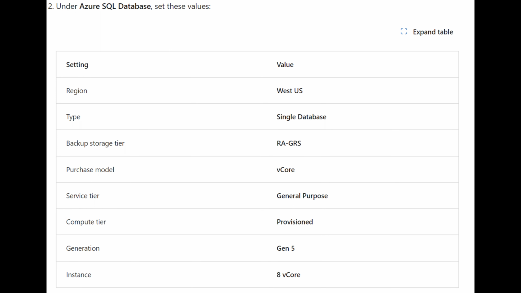And also when you go for a SQL database on Azure, you need to select all of this: in which region you need your database, and which type of database you need. Is it SQL, non-SQL, blob, or even single or multi? You also have to select the backup storage tier, purchase order, service tier, compute tier, generation, and instance as well.